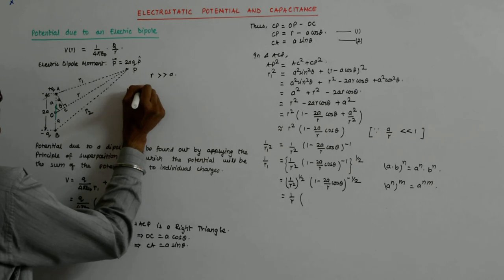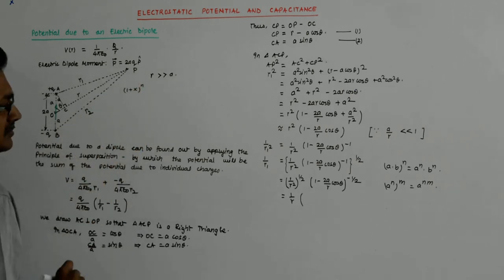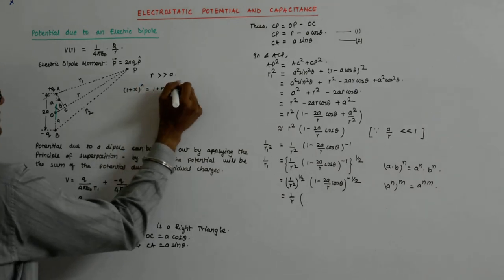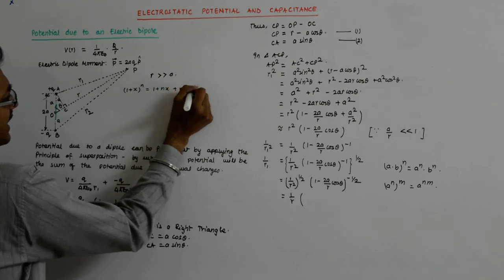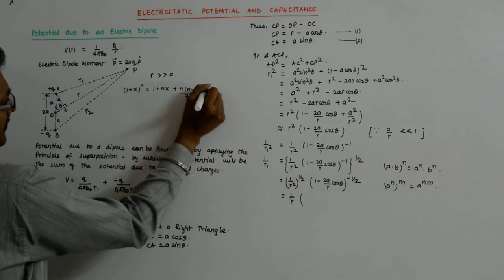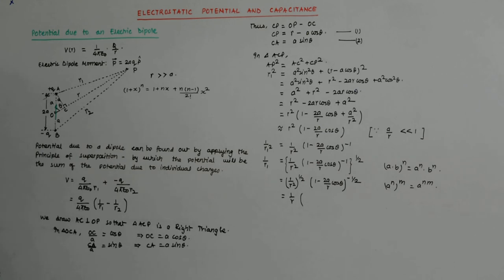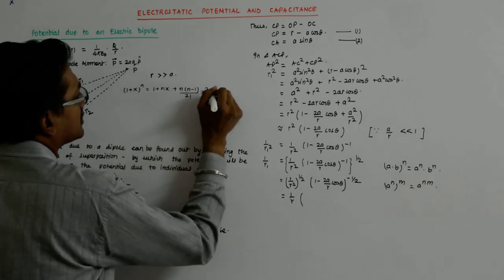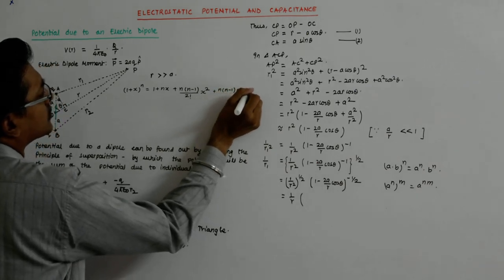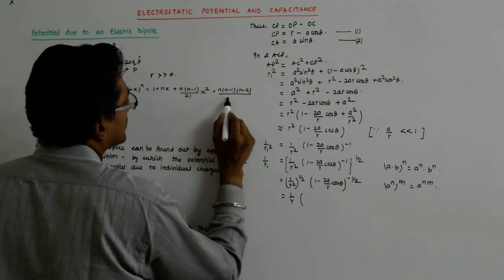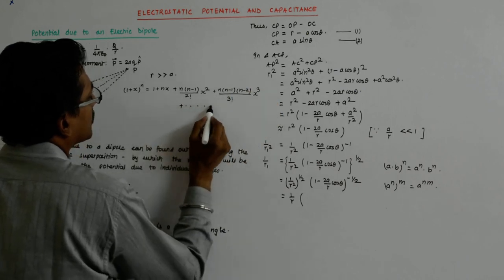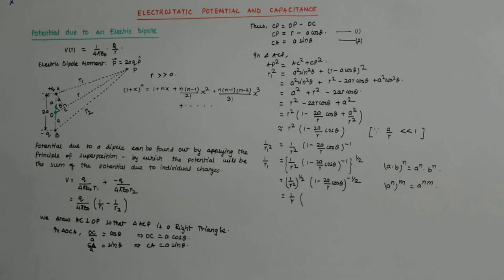1 plus x to the power n is equal to 1 plus nx plus n into n minus 1 upon 2 factorial into x square, okay, plus n into n minus 1 into n minus 2 upon 3 factorial into x cube, plus it will go to infinity. Understand?